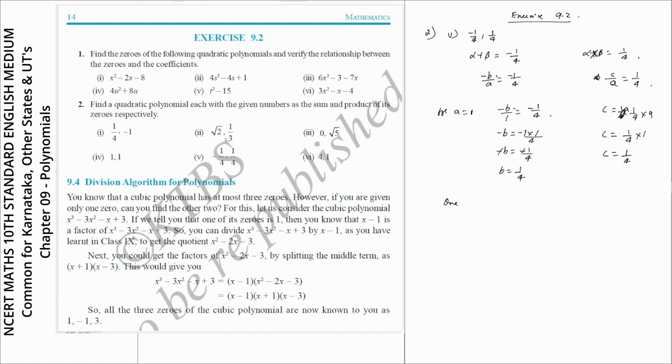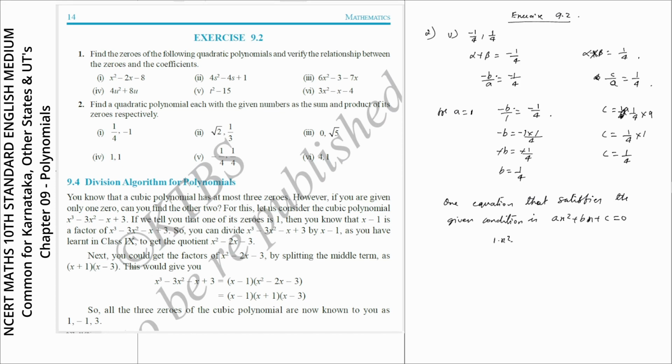Therefore one equation that satisfies the given condition is, what is the condition? Alpha plus beta is equal to minus 1 by 4 and alpha into beta is 1 by 4. So that equation is ax square plus bx plus c is equal to 0, where a is equal to 1, b is equal to 1 by 4 and c is equal to 1 by 4. So substitute the values.